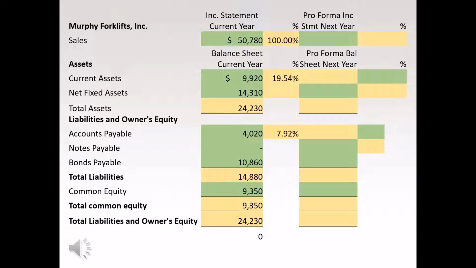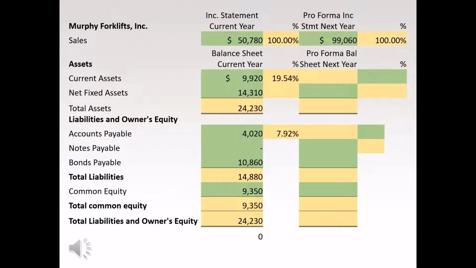So to find the relationship between current assets and sales, we take our current assets number of 9,920 and divide it by sales of 50,780. Current assets right now are 19.54% of sales. That number is going to come in handy when we project our current assets. The other percentage we'll come up with is our accounts payable as a percentage of sales. If you take 4,020 and divide it by our sales, you'll get 7.92%. That tells us that accounts payable this current year was about 8% of sales.